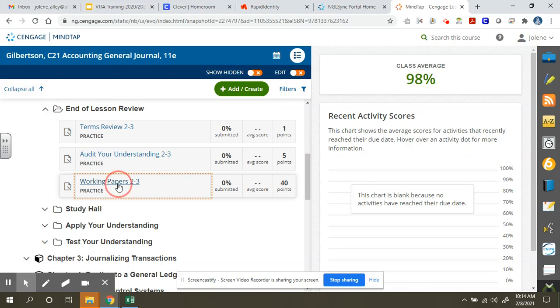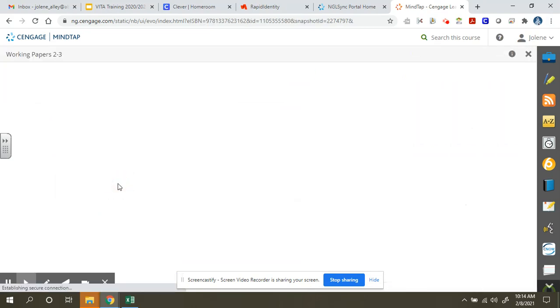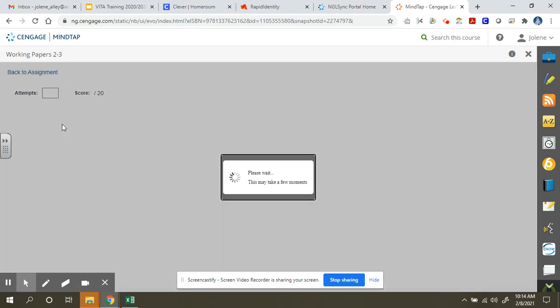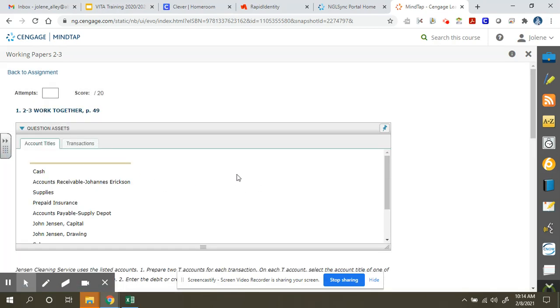Come down to Working Papers 2-3, and this is in your book on page 49. Now, this whole section of 2-3, each page of that will show you how to do each transaction. All right? I promise you, it shows you how to do each transaction. So we go in here, and this tab is Work Together. Again, it's on page 49.